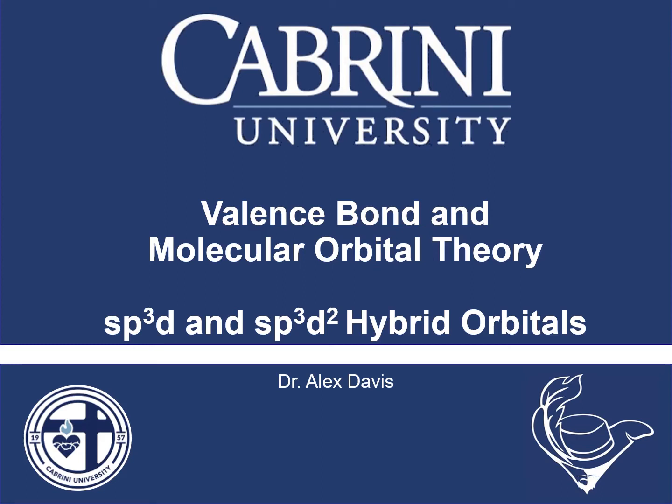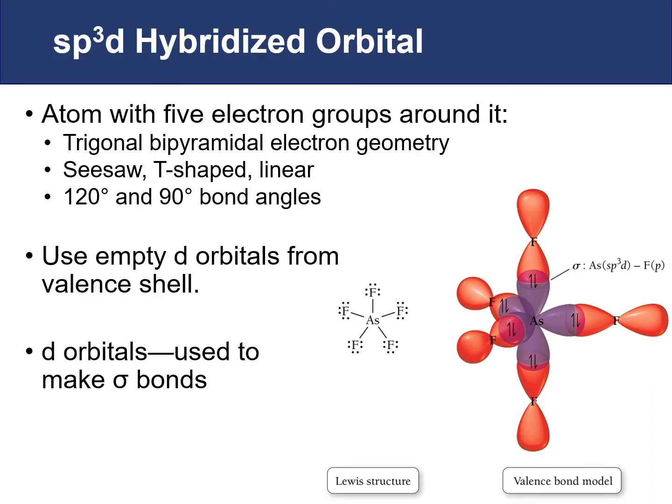In this video, we will be talking about the sp3d and sp3d2 hybridized orbitals. The sp3d hybridized orbitals have 5 different electron groups. So atoms with 5 electron groups around it have a trigonal bipyramidal electron geometry. Some of the possible molecular geometries are seesaw, T-shape, and linear.